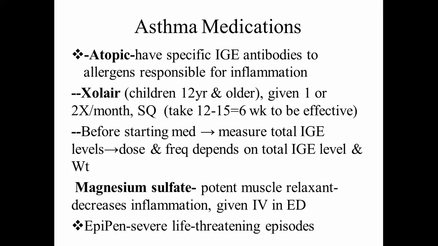Children who present in the ED with moderate to severe asthma who are not responding to albuterol may receive magnesium sulfate. That is given by IV. It's usually given in the emergency department, and it's a potent muscle relaxant, and it decreases inflammation. And then last, some children with severe asthma and a history of life-threatening episodes may need to have an EpiPen on hand, and you need a prescription for that.